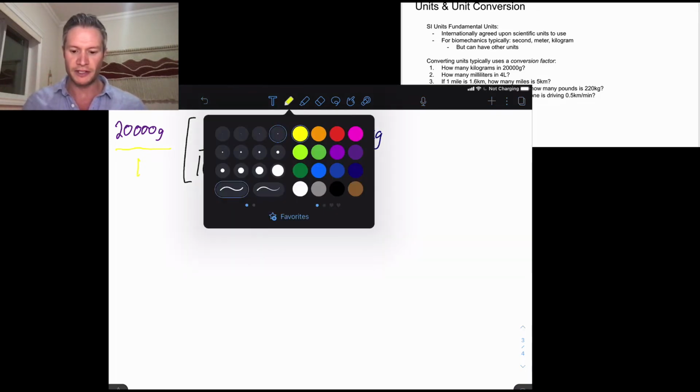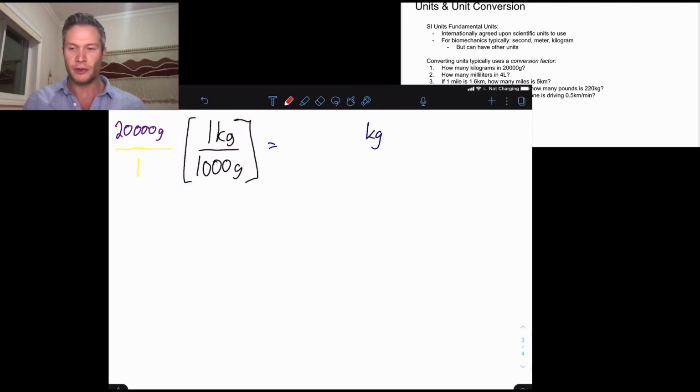So now that we have this equation, 20,000 grams over 1, invisible 1. I'm going to call it invisible 1 because we don't typically write that. What we can do is start cross-eliminating. Again, we're just going to do this with the numbers by themselves and the units by themselves. We're going to separate the two when we start working through this.